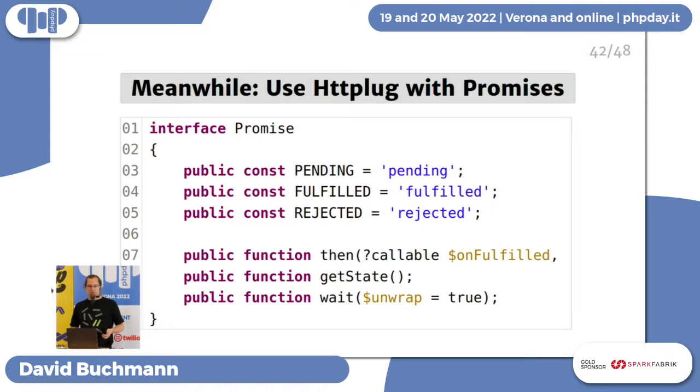Basically, when you have a promise, you can give it another callable that it should call once it resolves. You can check on the promise what its state is at the moment to know, is it still unfinished, or is it finished, or did it fail, basically. Then it's rejected. And the call I showed before, you can wait on the promise to resolve. And the wait method will return you either the result or it will throw an exception if it failed.